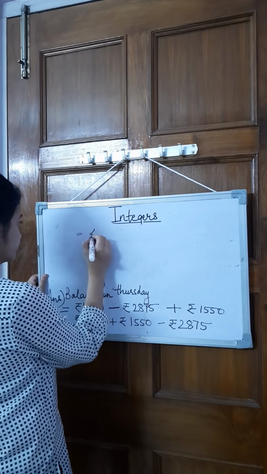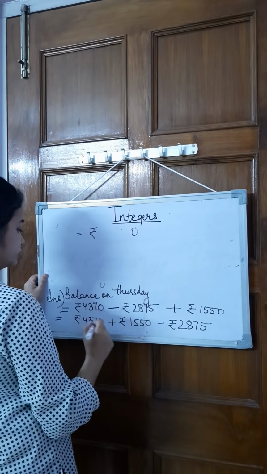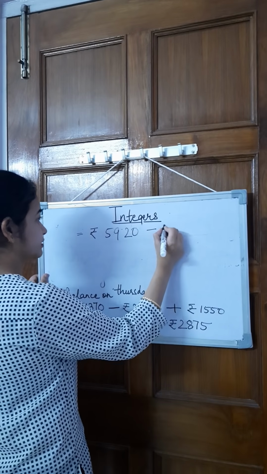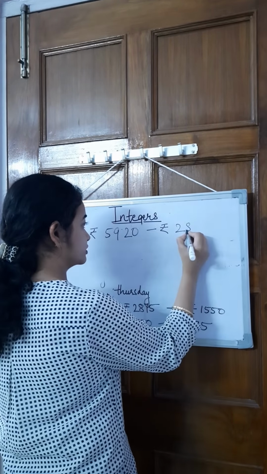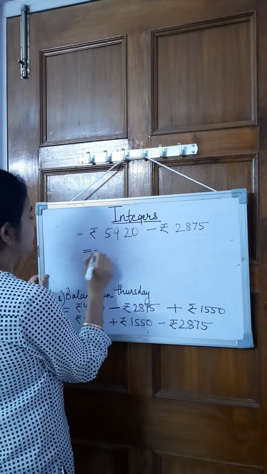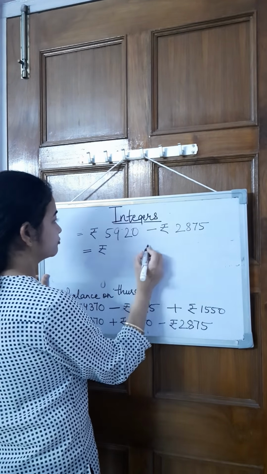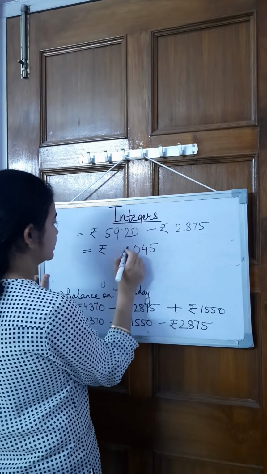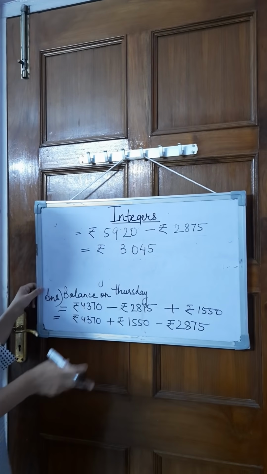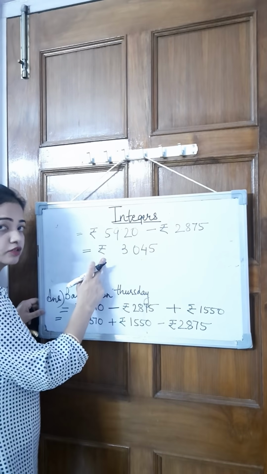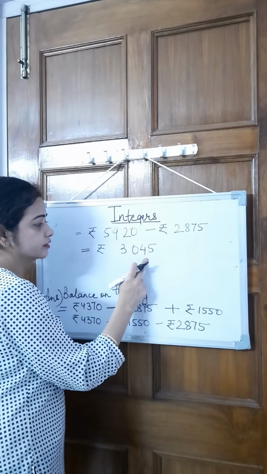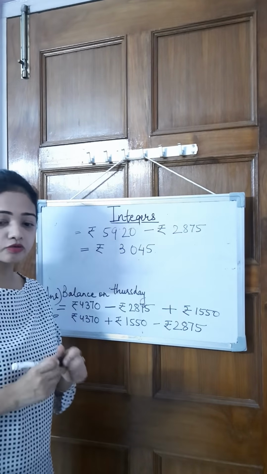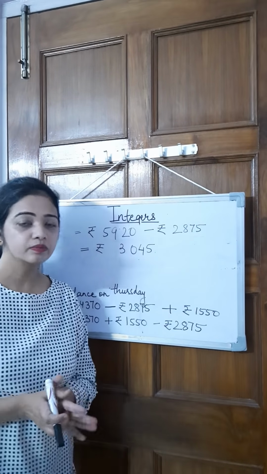So when you add the numbers, it will be 0, 12, 8, 9 and 5 minus is 2,875. Now subtract the two values. This will be 5, this will be 4, 0 and 3. So the balance on Thursday in her account is rupees 3,400, sorry, 3,045.